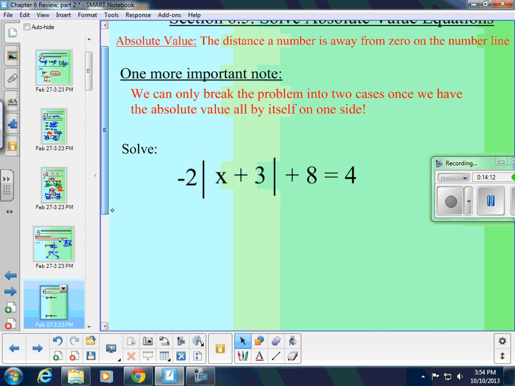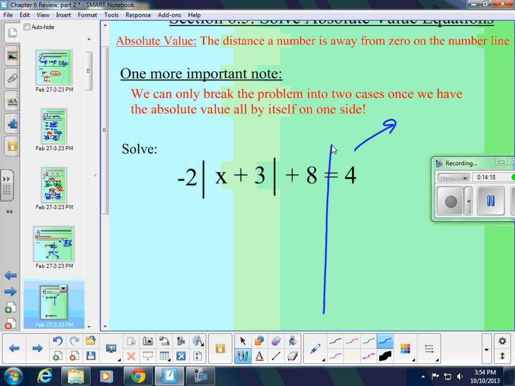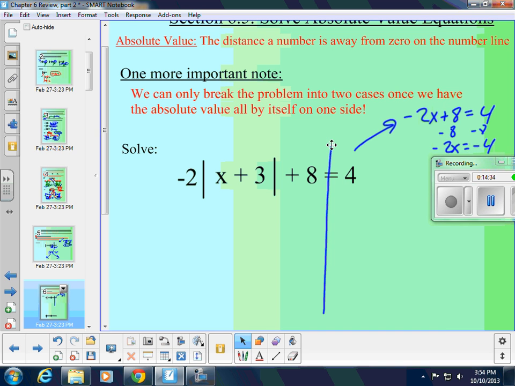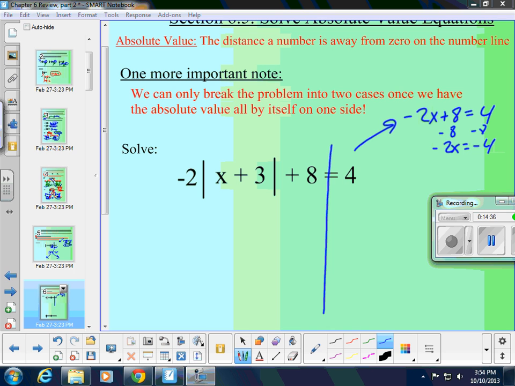But here's another one where the absolute value is not by itself. Well, again, if you want to look at this problem, you could treat it like this. There's the absolute value, but think of that like your variable. If you had to solve this little two-step equation, what would you do? I'd subtract 8 from both sides. I'd get negative 2x is equal to negative 4. I'm kind of running out of room here. And then I divide both sides by negative 2. I'd get x is equal to positive 2.